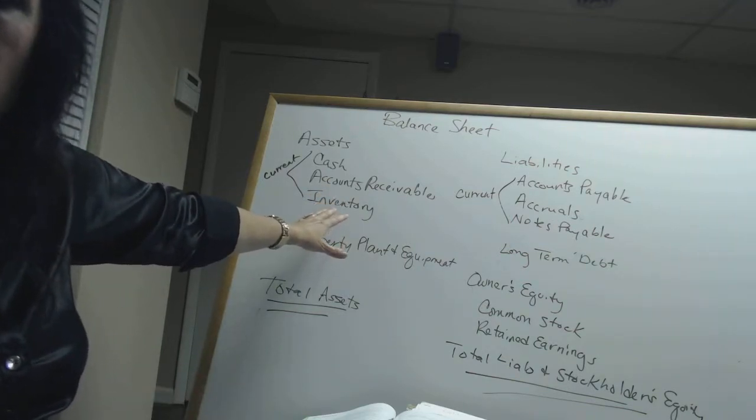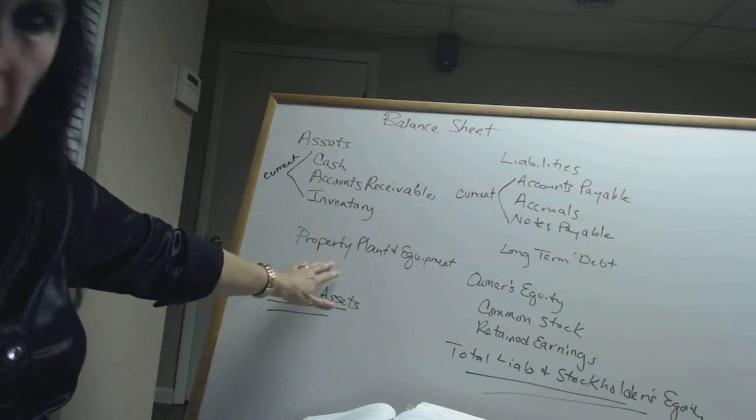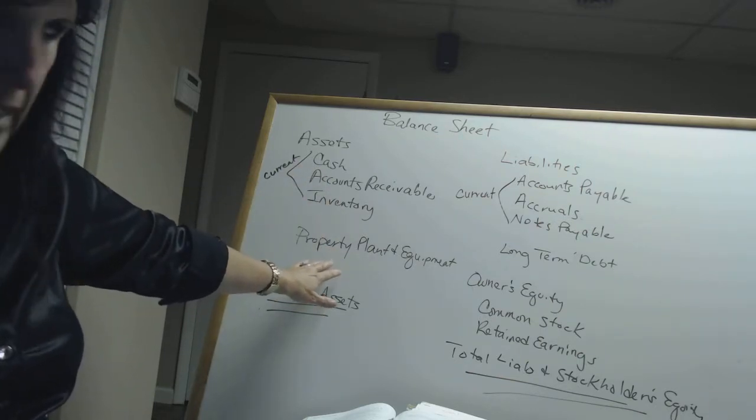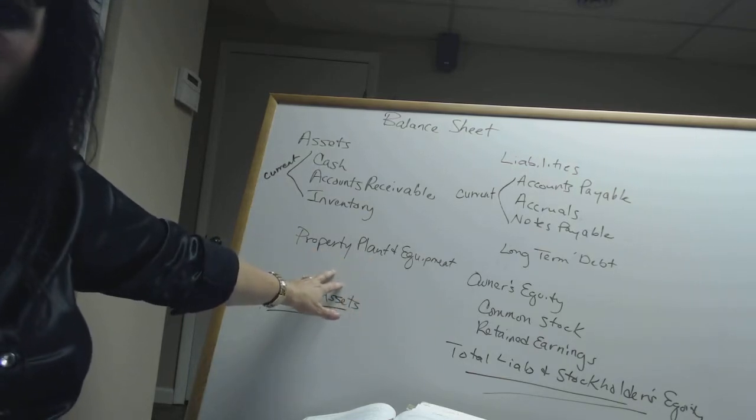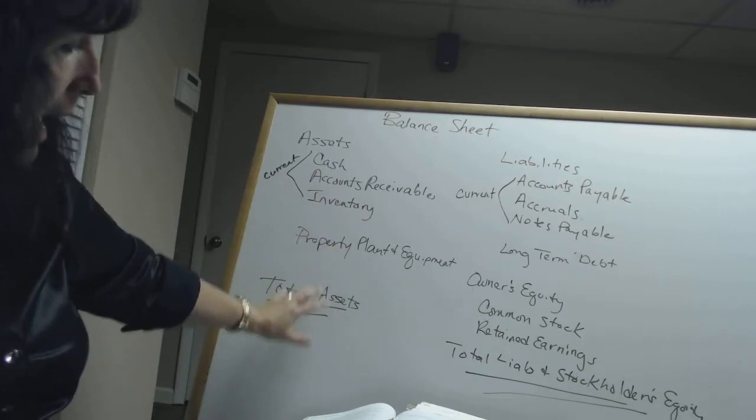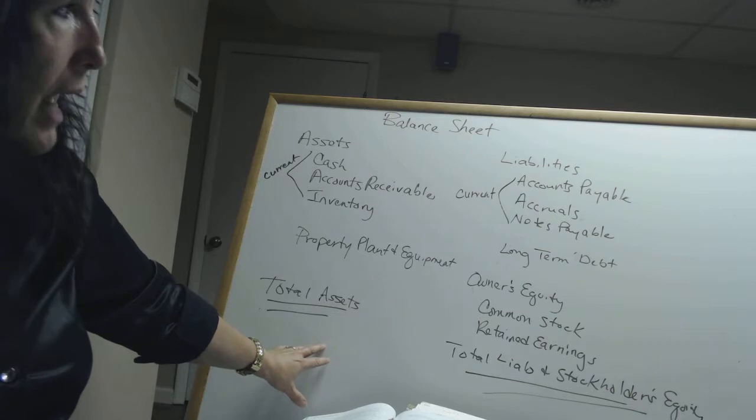Inventory is everything that we have on the shelves available for sale. Those are our current assets on this balance sheet. And then we have some long-term or fixed assets: property, plant, and equipment. Of course, that's reported net of depreciation. All that added together, it's just a basic balance sheet, but that gives us total assets.